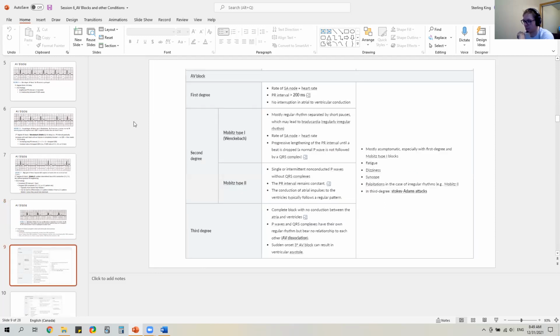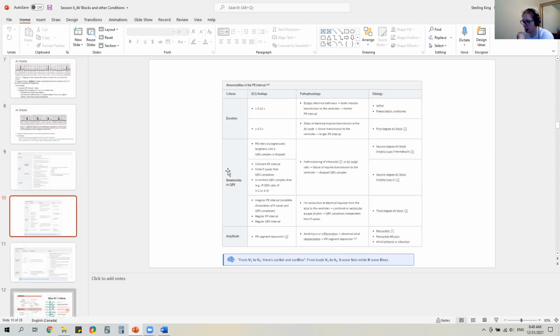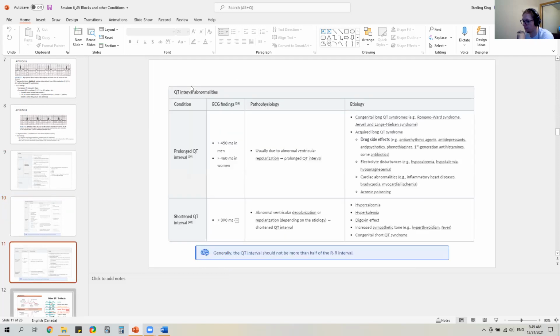This is just a table summarizing what we just talked about. You can look through it if you'd like. And same with this. This is just talking about the PR interval, and you can just look through that if you'd like. And then last thing, this is just the QT intervals. And basically the biggest thing is if the QT interval is prolonged, the person's at risk for something like torsades de pointes.